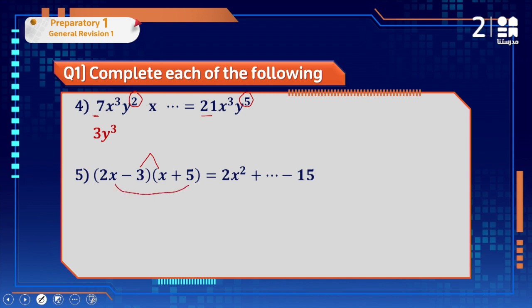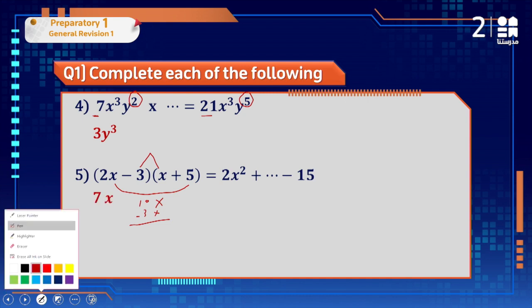So 2x times 5 equals 10x. Here we have 10x. Then negative 3 times x is negative 3x. Add them. So 10 minus 3 is 7. So the missing number is 7x.